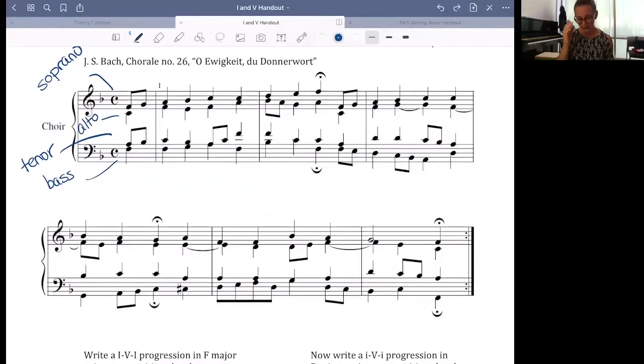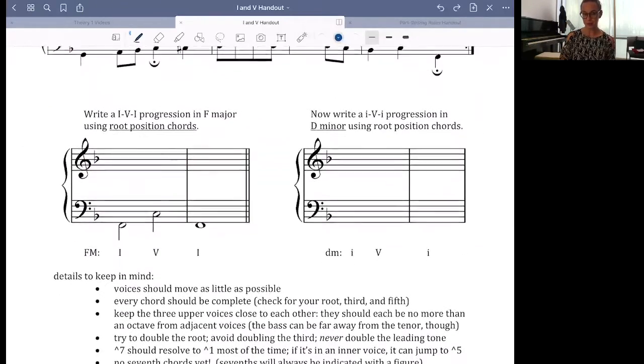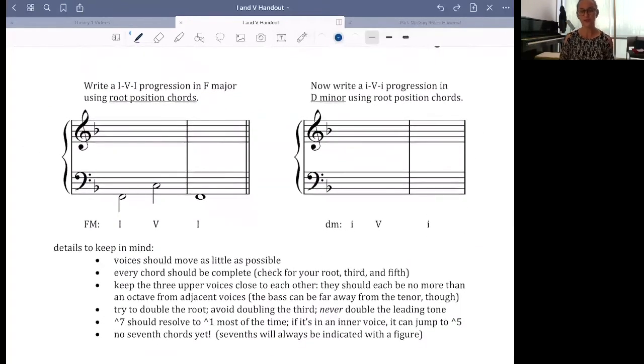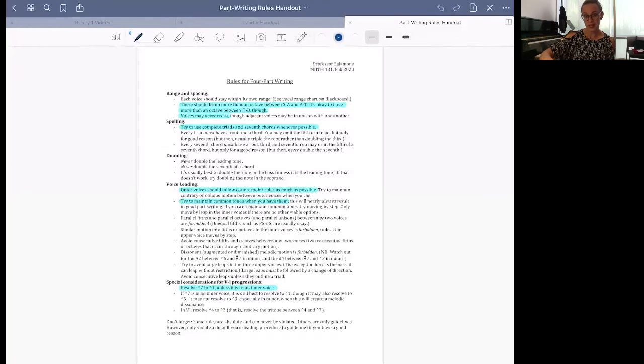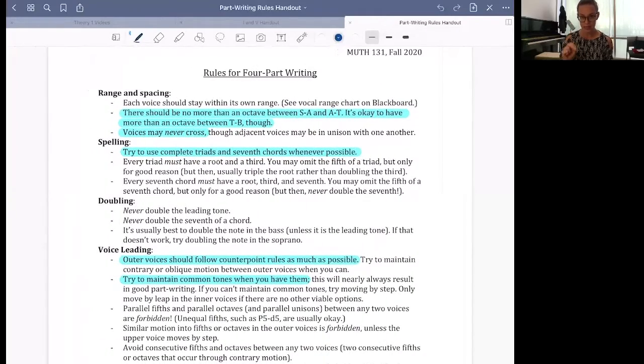Okay, now before we jump to the bottom part of the page, which is the fun stuff, we have to get a sense of the rules for this type of part writing. Now, similar to counterpoint, the rules look really overwhelming at first. So I've gone through the part writing rules handout and I've highlighted the things that are most important right now.